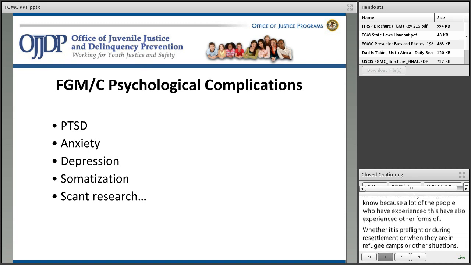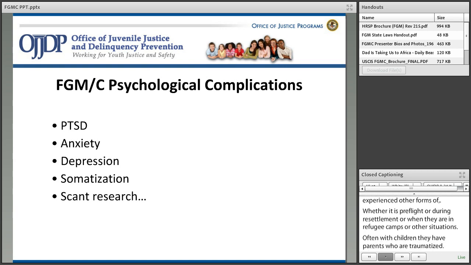But definitely there have been thoughts, and in some articles, most of them without good controls, there's the suggestion of post-traumatic stress disorder, anxiety, depression, and somatization, which is the experiencing of psychological pain in a physical way, like with back pain or chronic stomach pain.